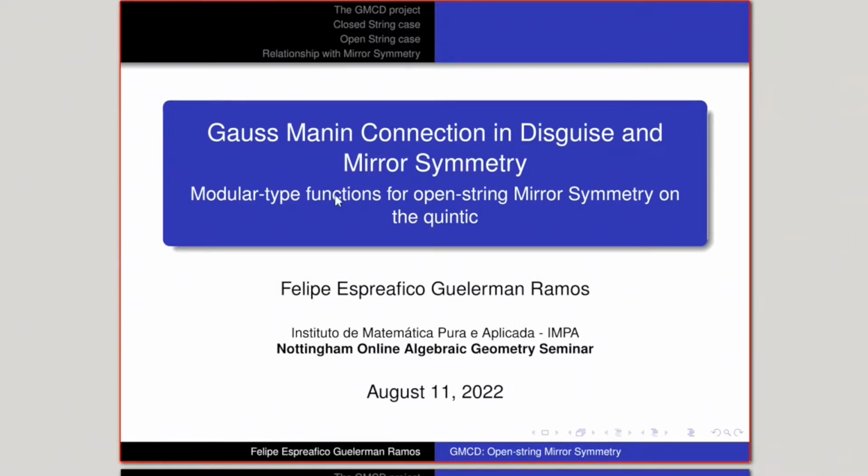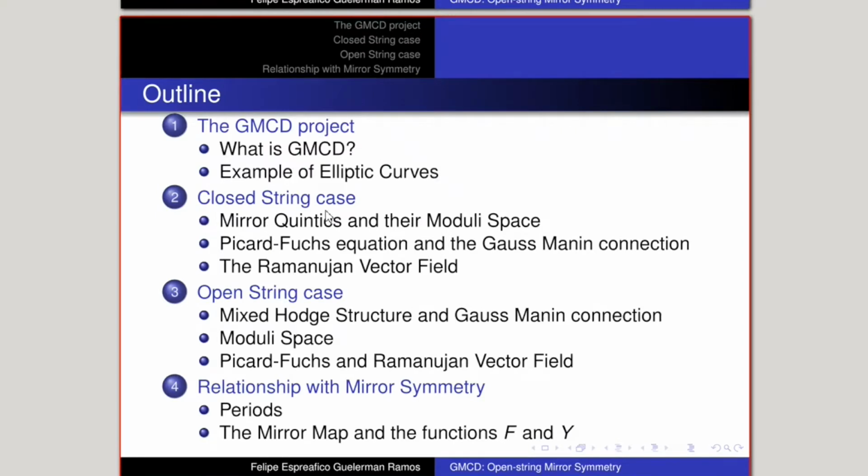So I'm going to speak a little bit about modular type functions and some applications in mirror symmetry. My idea is to generalize modular forms in some sense. I will try to explain.